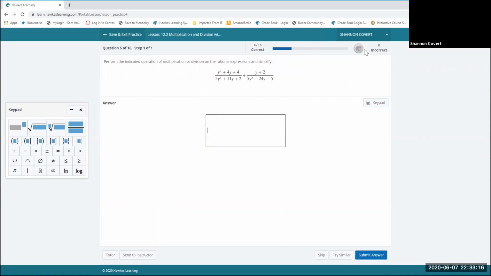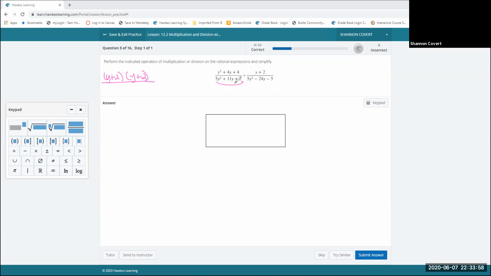Very similar, only this time I have y squared plus 4y plus 4 over 5y squared plus 11y plus 2, divided by y plus 2 over 5y squared minus 24y minus 5. So once again, that first numerator is not too bad to try to factor, because two factors of 4 that add to 4: y plus 2, y plus 2.